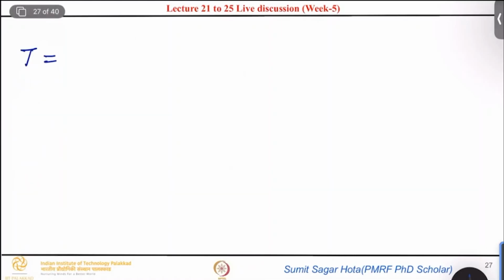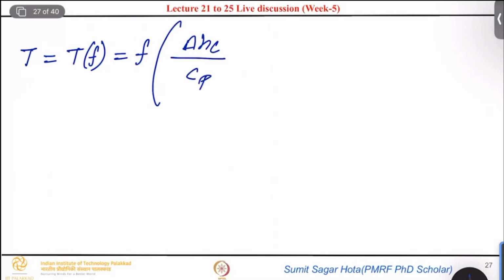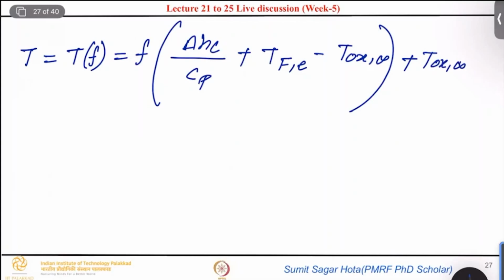T is equal to T of F is equal to a function of delta HC divided by Cp, plus T of fuel exit temperature minus T of oxidizer at infinity or at ambient, whatever, plus T of oxidizer at infinity. This is equation number 9.51c.